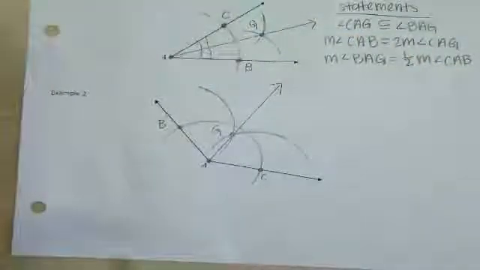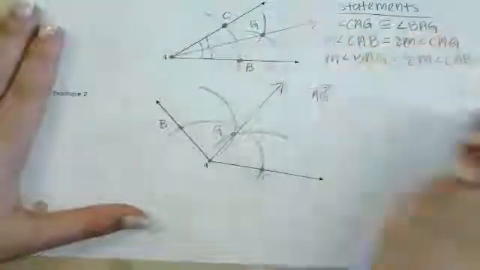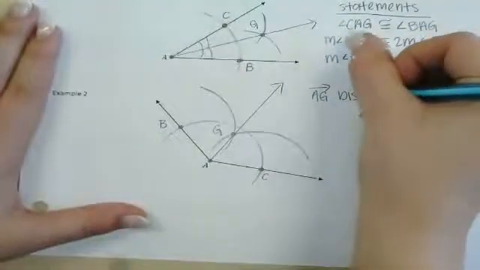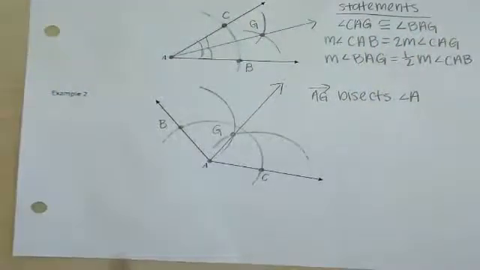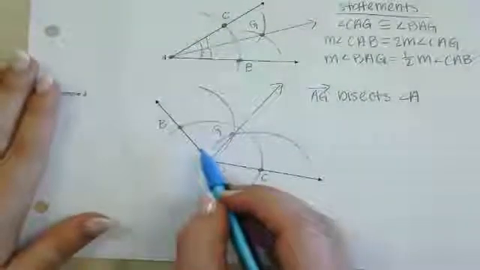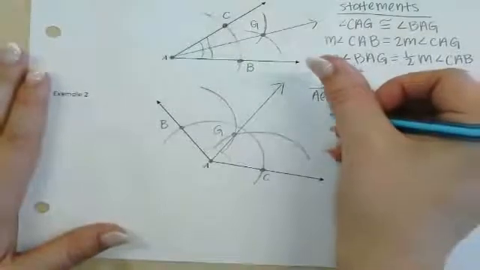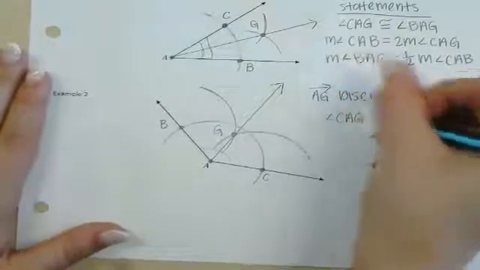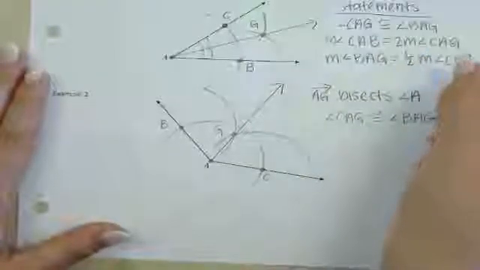And then again, I should still be able to make the same statement that the ray that we just created, AG, bisects the entire angle, which was angle A, right? And again, all of these statements should still be true. I should still be able to say that this piece and this piece are what? Right? So that would be angle CAG is congruent to angle BAG.